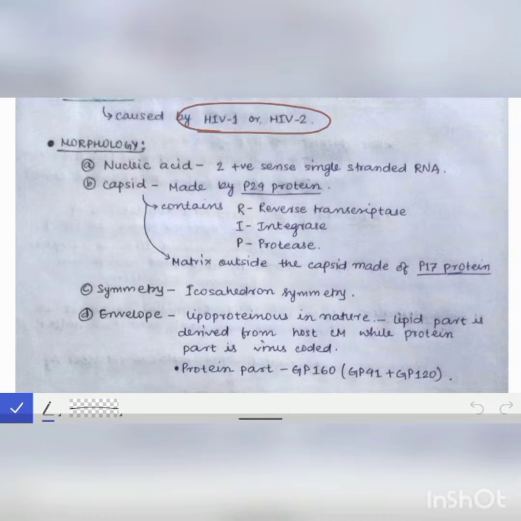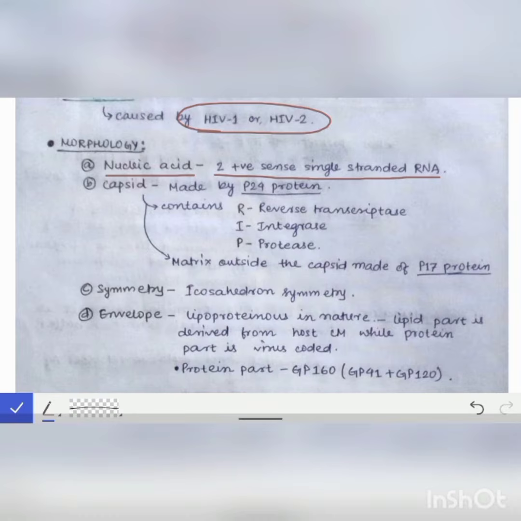First we'll see about the nucleic acid. Yes, it has two positive sense single stranded RNA. The HIV has single stranded RNA, and those single stranded RNAs are positive sense RNAs. Next is the capsid. Okay, but what does that positive sense mean?